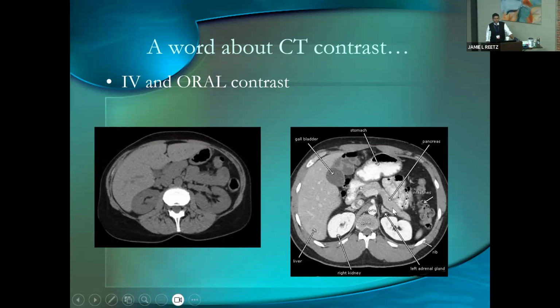I can actually, with IV contrast on board, see the pancreas quite well. I can see the kidneys and liver quite well. And so again, contrast has helped us tell these structures apart.